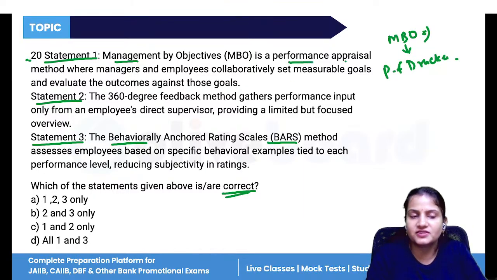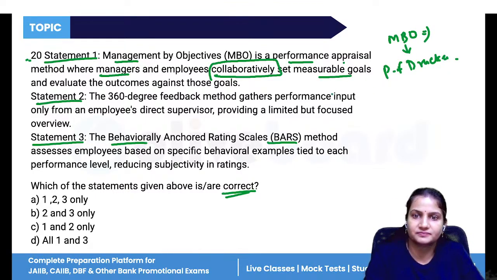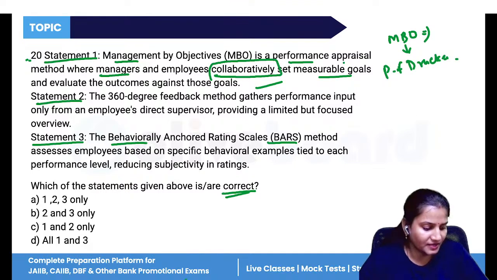So it is a performance appraisal method where managers and employees collaboratively, this is the biggest keyword of MBO. Collaboratively means what? Coming together, working as a team. Set measurable goals, yes. To evaluate the outcomes against those goals, yes, it is correct.